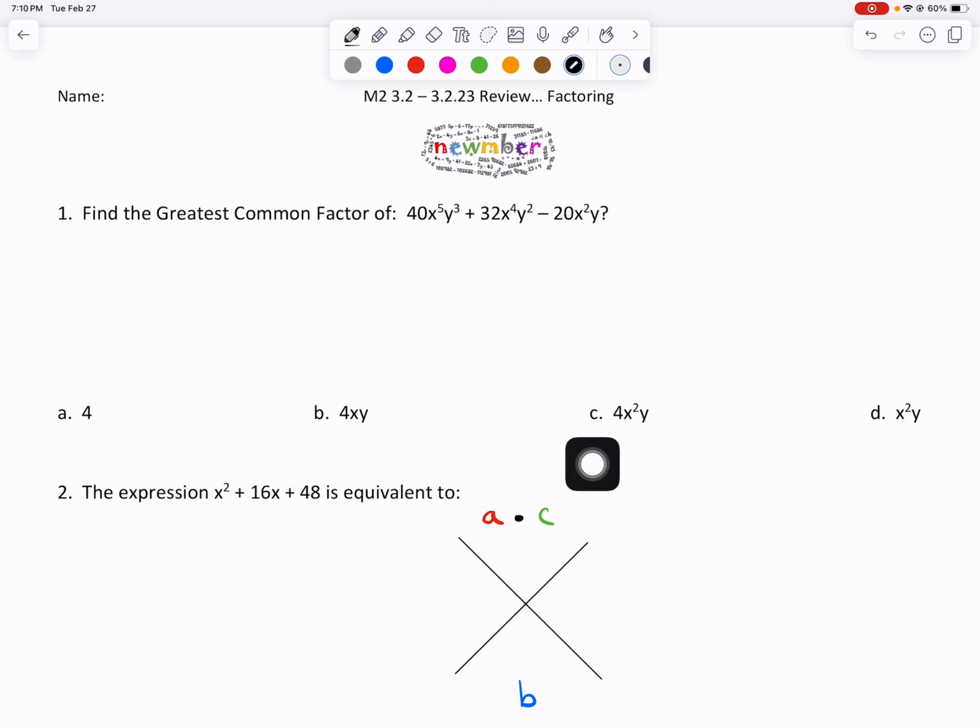Our first 3 answer choices all include a 4. All right, so if I just take 40, divide it by 4, that gives us 10, which is a whole number, no decimal. That works out. 32 divided by 4 is 8. Again, no decimal, whole number. And negative 20 divided by 4 is negative 5. And yes, it's again a whole number. So we definitely know that our greatest common factor will have a 4.